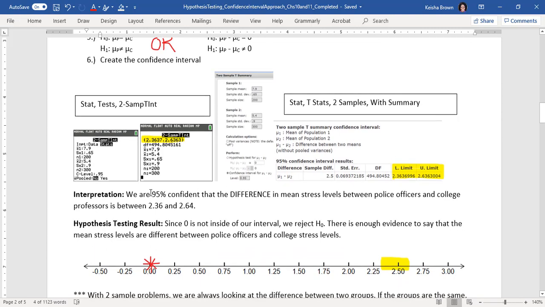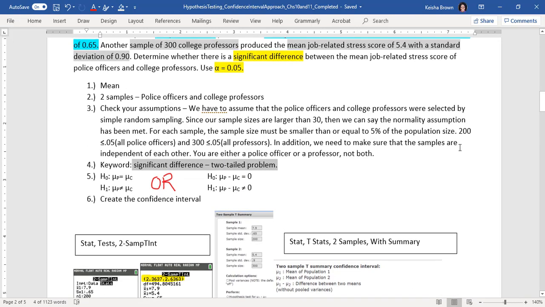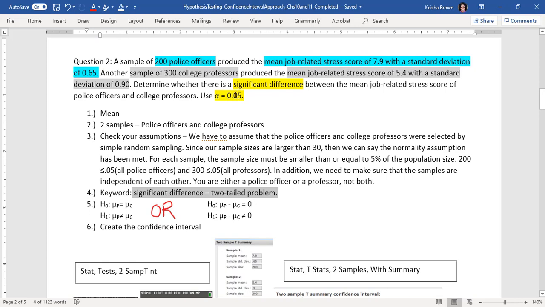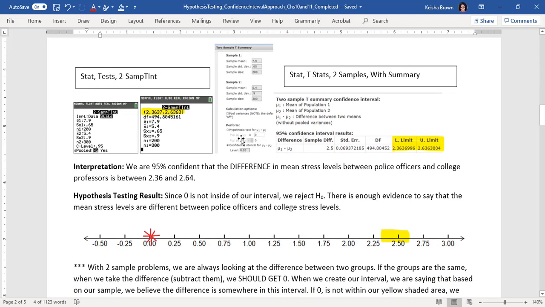Our interpretation: 95% because alpha is 5%. No, it's not always 5%, we just use it a lot though. The difference in stress levels is between 2.36 and 2.64. Here is where those values fall on the number line.